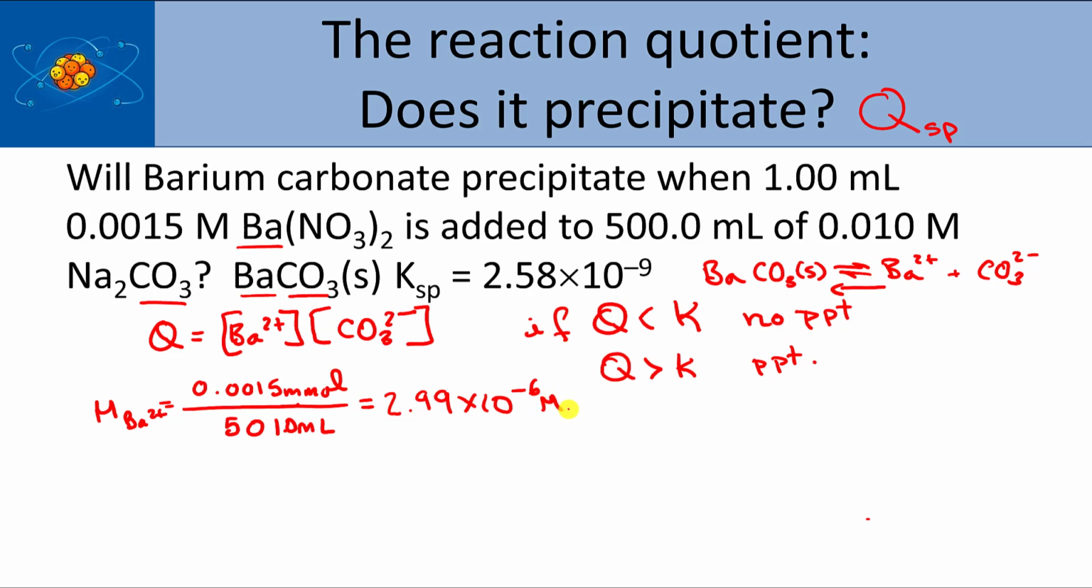And then we have to do the same thing for the carbonate ion. So the molarity of carbonate, that's going to be 500 times 0.01, right? So that'll be 50, or 5 millimoles, sorry.